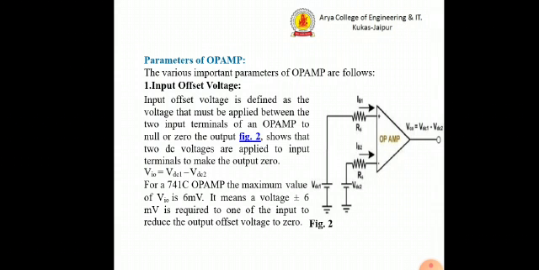In our next lecture, we will discuss some more parameters of op-amp so that we will be able to design certain circuits out of this op-amp.